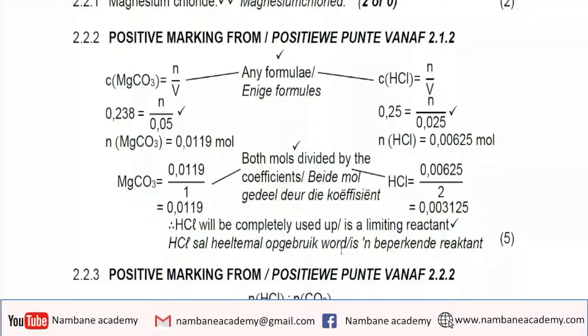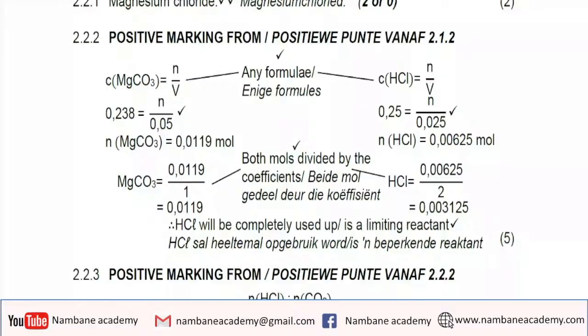was already allocated a mark, and the substitution of the concentration given, 0.25 equals n over 0.025. That entire substitution gets the third mark. And after calculating this number of moles, then we divide by the stoichiometric ratio, which is coming from the equation there, then it is 2. So what you see there is 0.00625 divided by 2.